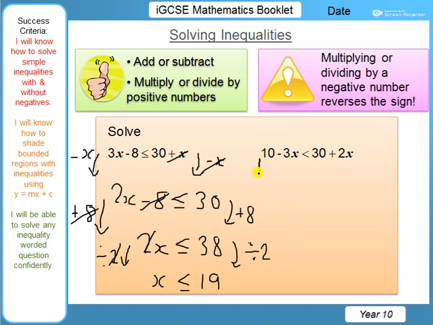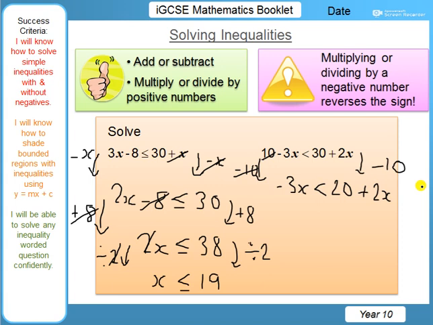Now, my first step is to minus 10 on both sides. Remember, the 10 is a plus 10. The minus refers to the 3x. This is a plus 10, even though we don't write the plus. So we have to minus 10 from both sides. If we do that, we get minus 3x is less than, well, 30 minus 10, that's 20. If you want to think about it, the 10 cancels the minus 10 here. And we still have the plus 2x, that hasn't changed.